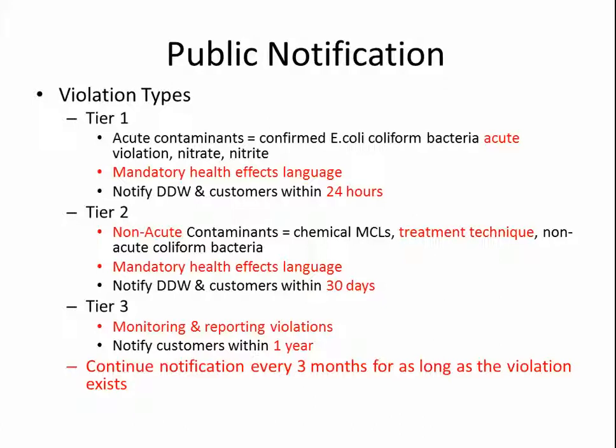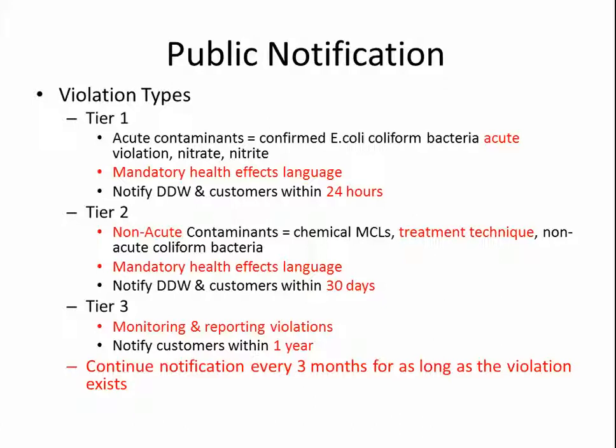A tier 2 violation is anytime you have a non-acute quality violation, which would be a non-acute for coliform bacteria, a treatment technique violation, or a chemical MCL. For example, if you have arsenic over the MCL, that would be a tier 2 violation. For these violations, you have 30 days to notify the division and your customers, and you have to include mandatory health effects language with those as well.